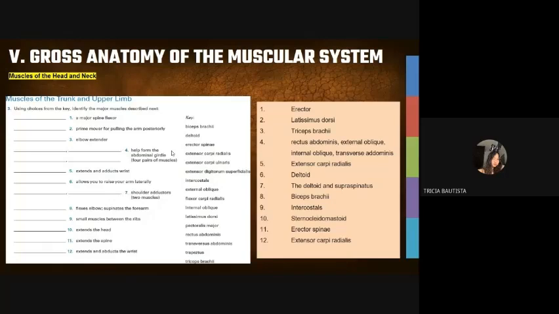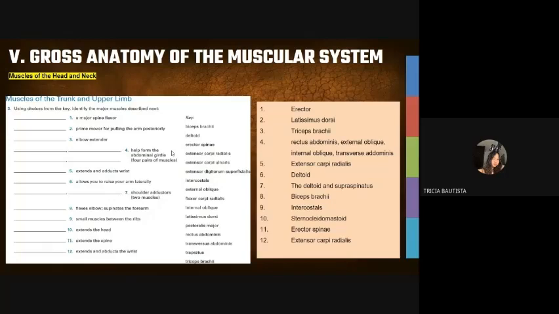Fifth, extends and abducts the wrist. It is the deltoid. Number 7, shoulder abductors. The two muscles are the deltoid and supraspinatus. Number 8, flexes the elbow and supinates the forearm, the keyword is biceps brachii. Number 9, small muscles between the ribs are intercostals.